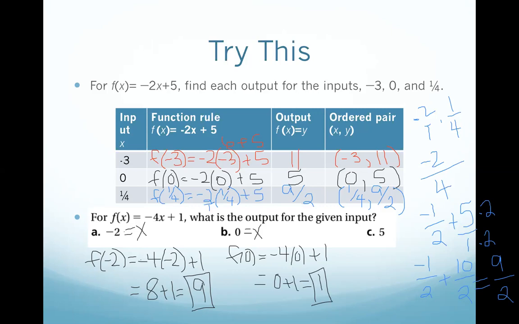And finally, part C, we're replacing x with 5. So we have f of 5 equals negative 4. I'm going to have to erase some of my work with the fractions here. Hopefully you got that copied down. If not, you can rewind after you watch the video.